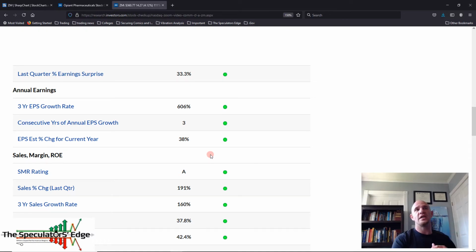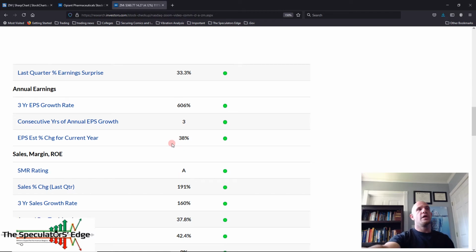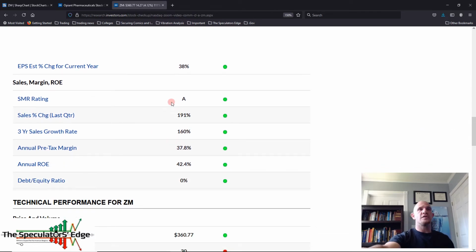Like I said, that could be in a huge base reset right now, and you could possibly latch onto the next leg of this stock, the next run, the next huge run. Okay. Also, it does have 3 years of consecutive annual earnings per share growth, and not only that, look at the sales. Sales is 191% change last quarter. The 3-year sales growth rate is 160%.